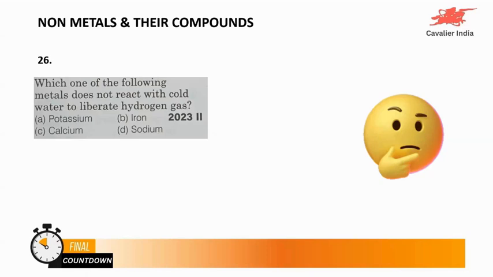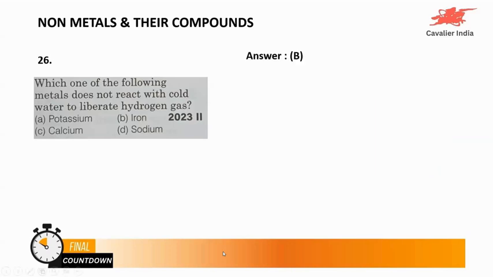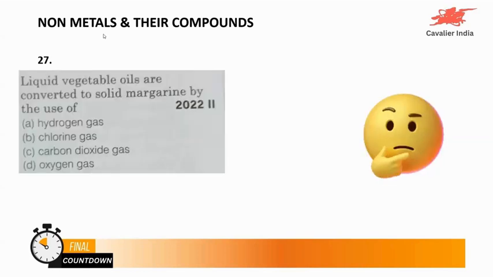See, we have studied the reaction of various metals with cold water. Metals like sodium and potassium usually react violently with cold water. Calcium will react with water, but the reaction is less violent. Magnesium does not react with cold water, but here there is no option magnesium. Similarly, aluminium, zinc and iron do not react with either cold or hot water, but they react with steam. So which is the option? Option B, that is iron, is the right option. You have to study the reaction of various metals with water.